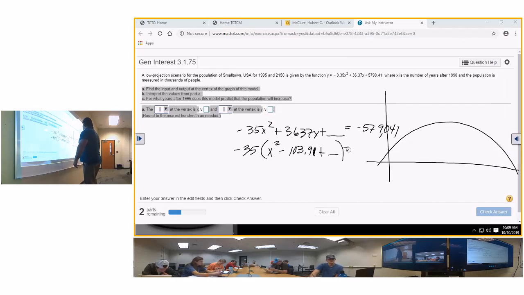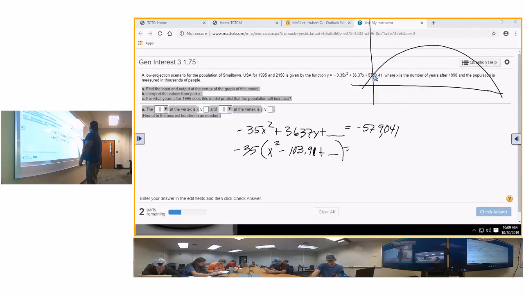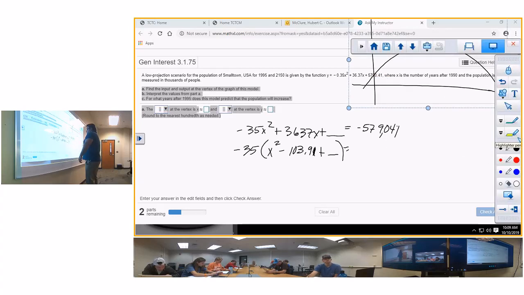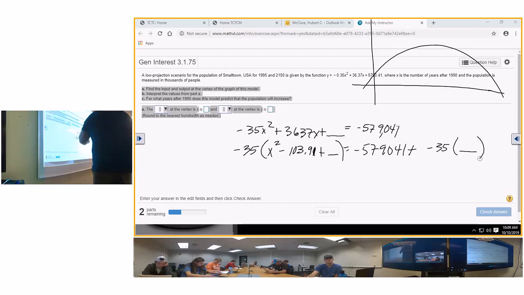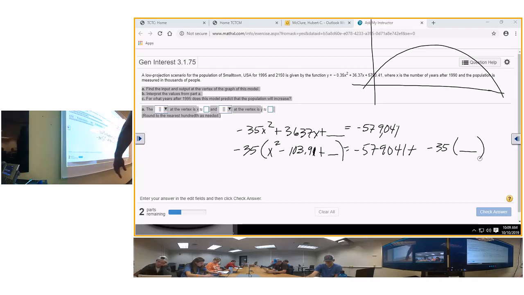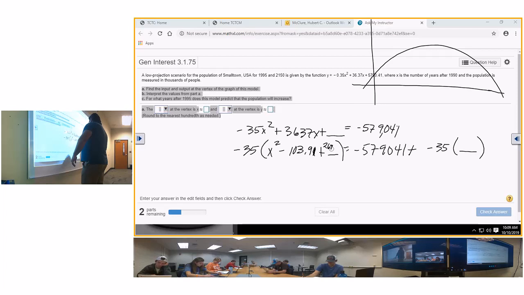is equal to, and I'm going to erase this parabola and move it. Minus 579,041 plus 35 times blank. All right, what's half of 103.91 and square it? 2,699. 2,699 point what? 0.55 technically if you round it up. Okay, 2,699.